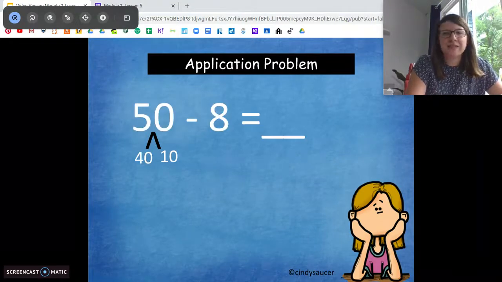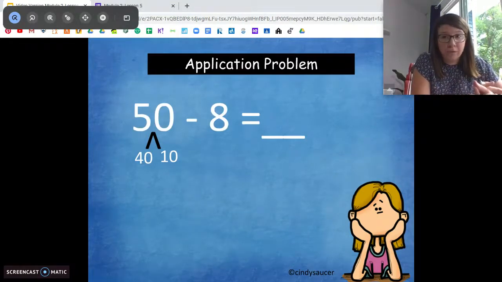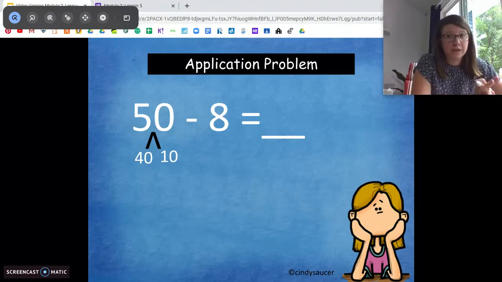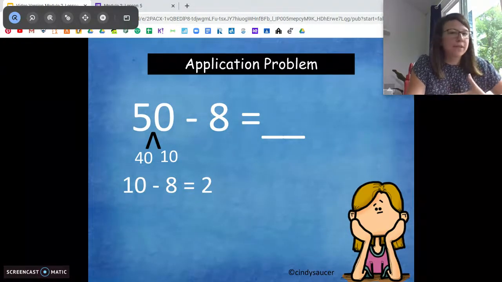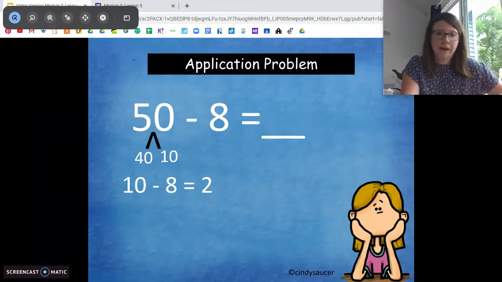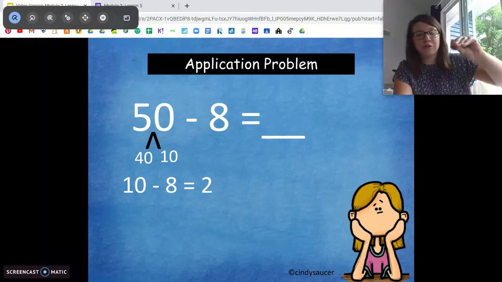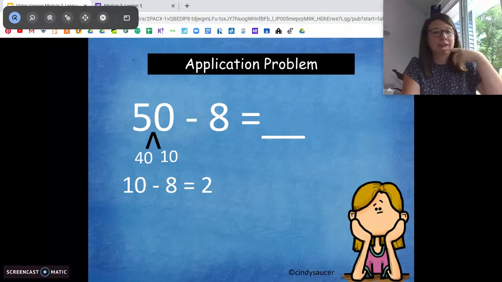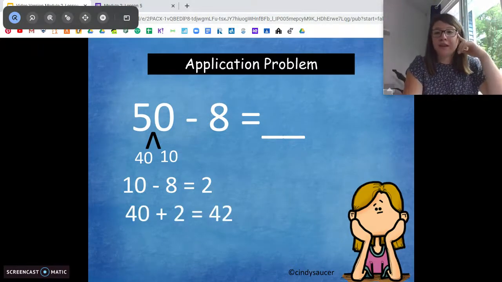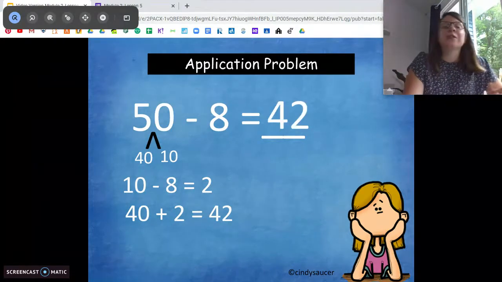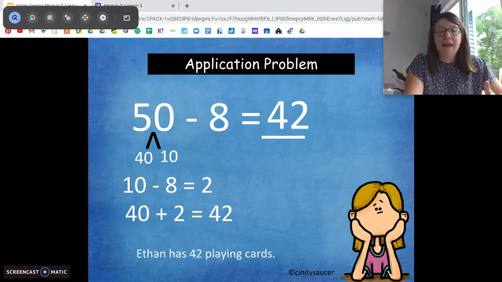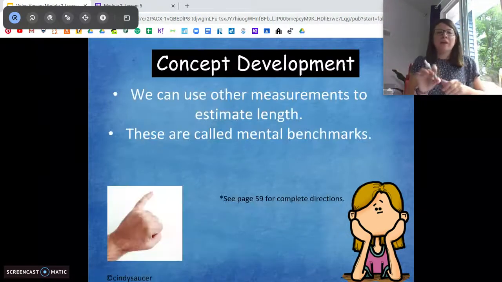So there's our subtraction sentence. Now, they broke this down into 40 and 10 because we know our 10 subtraction facts. So we're going to take the 10 and the 8, and that's easy for us to do. We know 10 minus 8 is 2. Now, our next step is to add those extra 40 that we haven't done yet. So we're going to add the 40 plus 2 and get 42. Thumbs up if you got that. Good job. So Ethan has 42 playing cards. Done and done. All right, moving on to measurement.